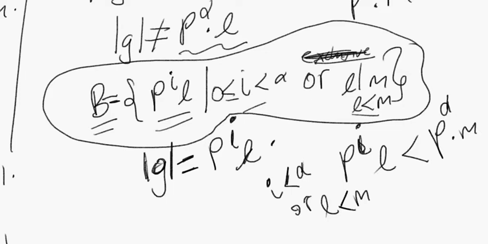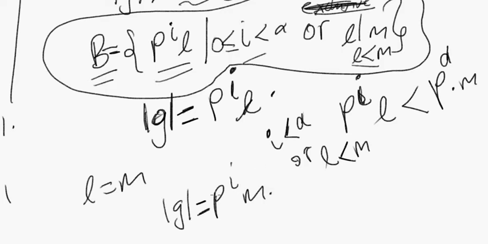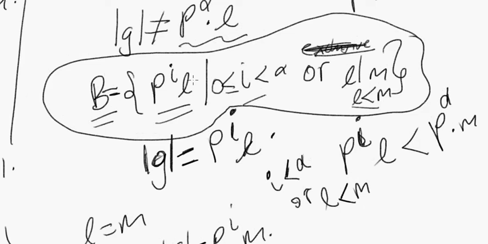Now what happens when L equals m? Well, if L equals m, doesn't that just mean that if we have some element where the order of g equals p to the I times m, nobody said that can't work. Right. Okay, that's fine. But really what we're worried about is the case where, well, okay, we already said I cannot equal alpha. Okay. We're good. All right. So we have this set B.